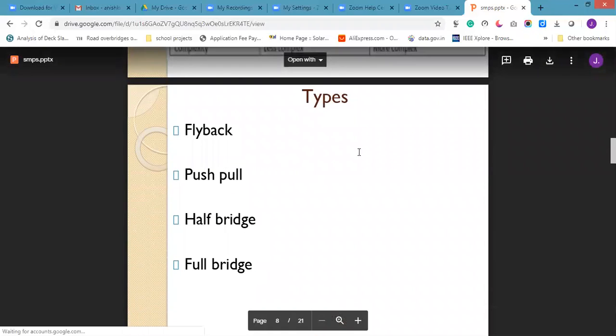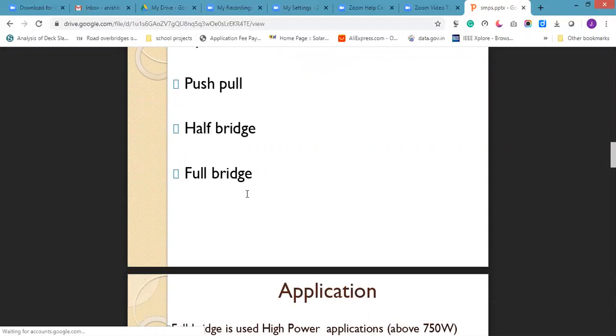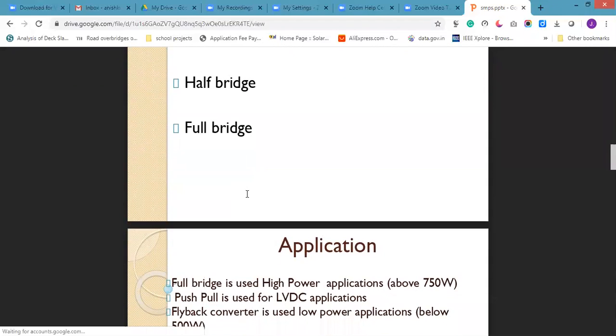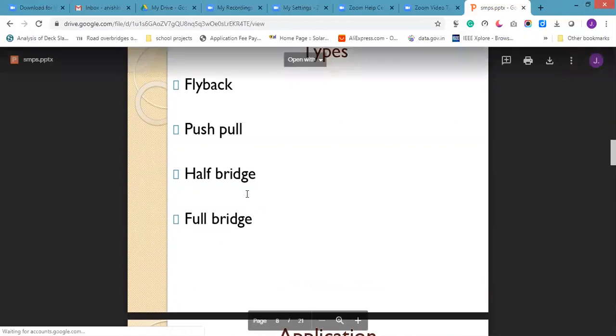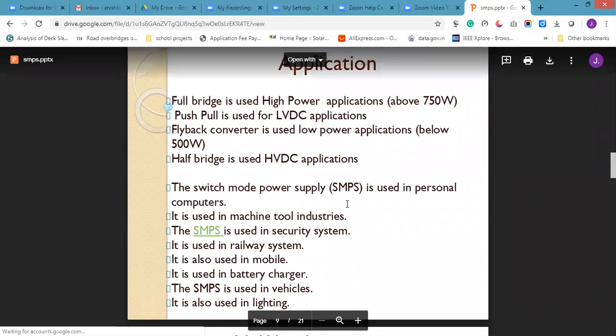There are 4 types of SMPS: half bridge, full bridge, push-pull, and flyback. Now I am going to explain only half bridge and full bridge. In part 2, I am going to explain push-pull and flyback. These are the applications of SMPS.